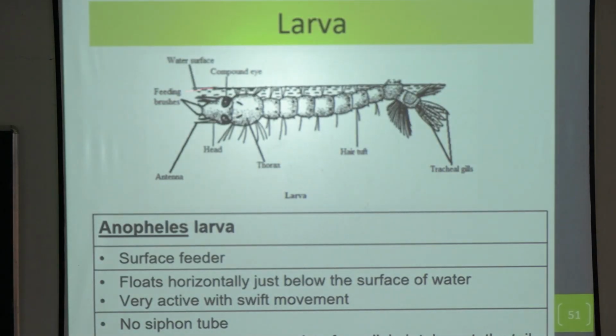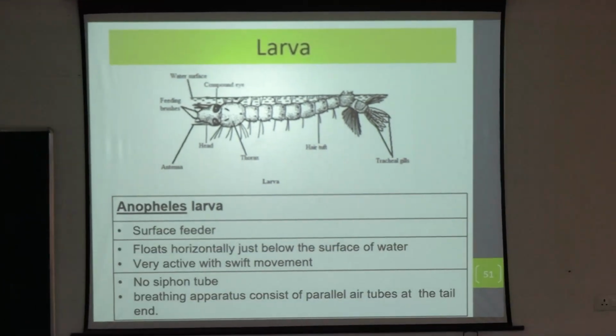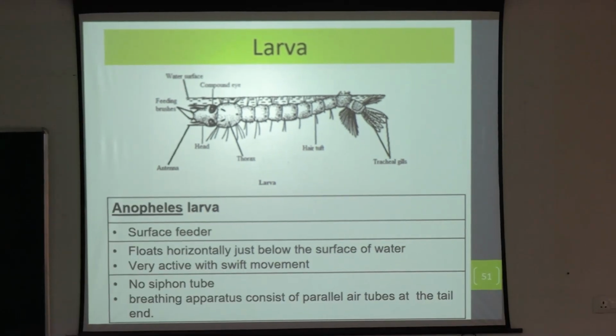And then larva, again you can see it is different from the Aedes and the Culex larva. What is the difference, বলো পড়ো, তোমরা পড়ো কি লেখা আছে, surface feeder, তাই তো? So the head is at the surface, head is not down, so it is not a bottom feeder, it is a surface feeder, it can eat food from the surface only. It floats horizontally just below the surface, very active with swift movement.